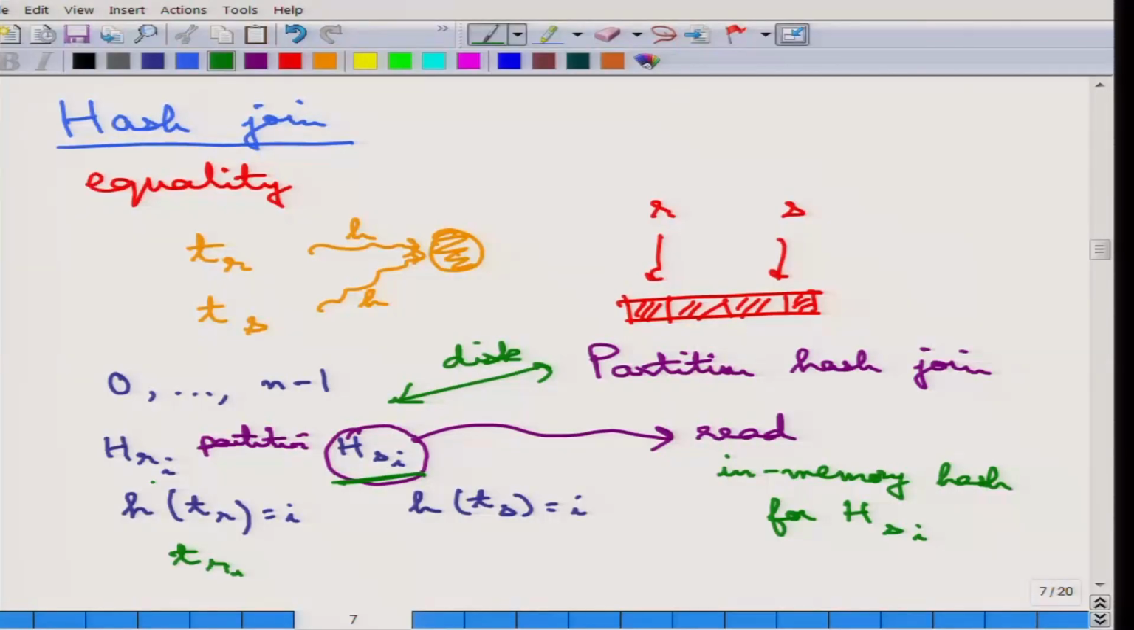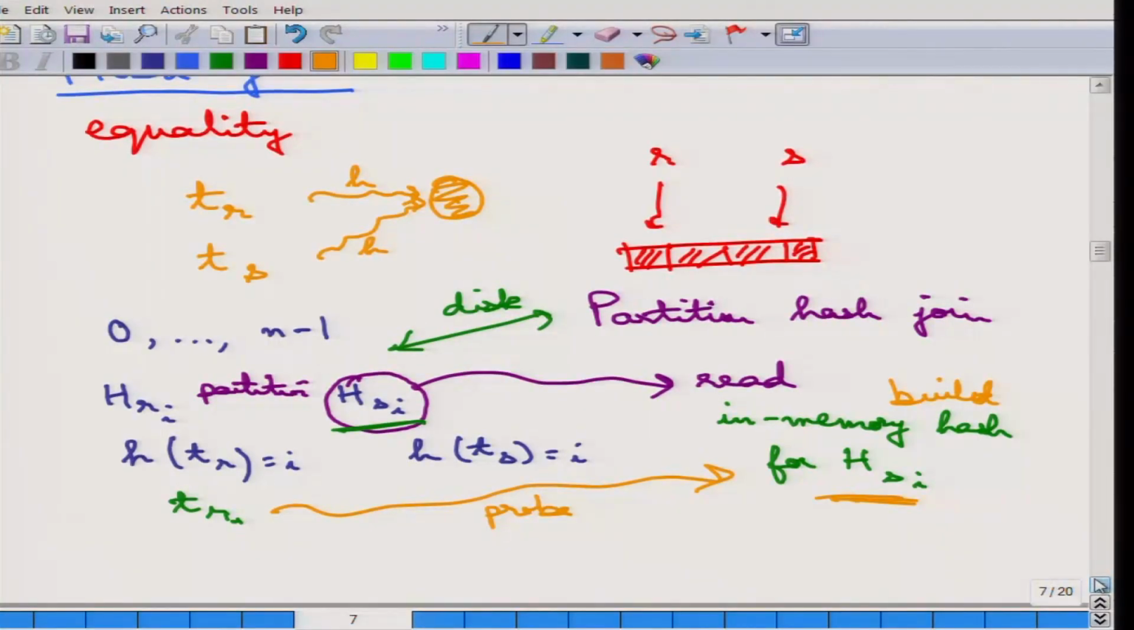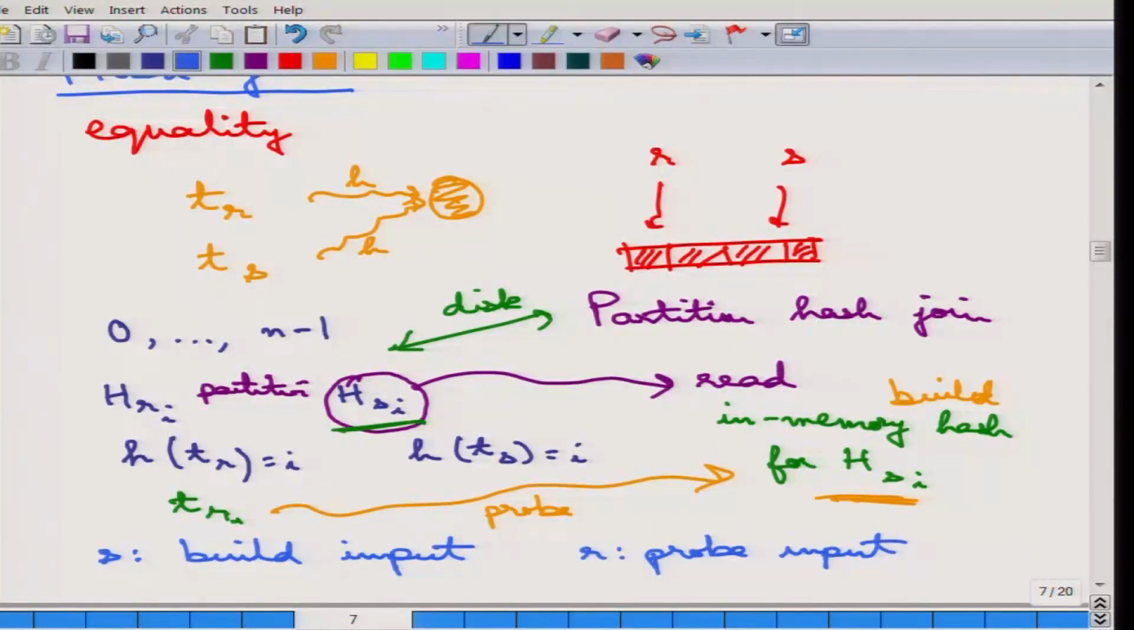which is in this hash partition HRI, this is called the probe. So, this is a probe to find out the corresponding matching tuple. This is a build because an in memory hash is built, and TRI is the probe. So, that is why there are some nomenclatures that are used. S is called the build input. The reason is S is used to build an in memory hash function, while R is called the probe input. The reason is tuples from R are used to probe this in memory hash function that is built for the other relation. So, this we should remember.